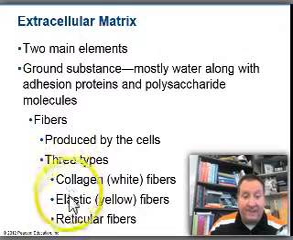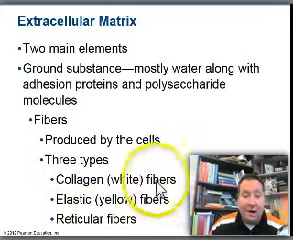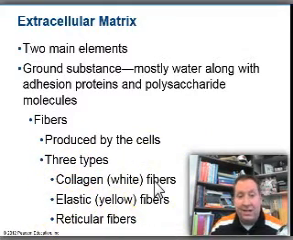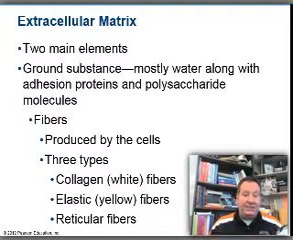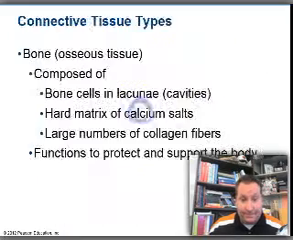So collagen fibers, elastic fibers, and reticular fibers are the three types of fibers that we find along with the ground substance. So this extracellular matrix is a non-living matrix that surrounds the cells themselves. There's two components to it: there's a ground substance, and then there's these fibers that we have.